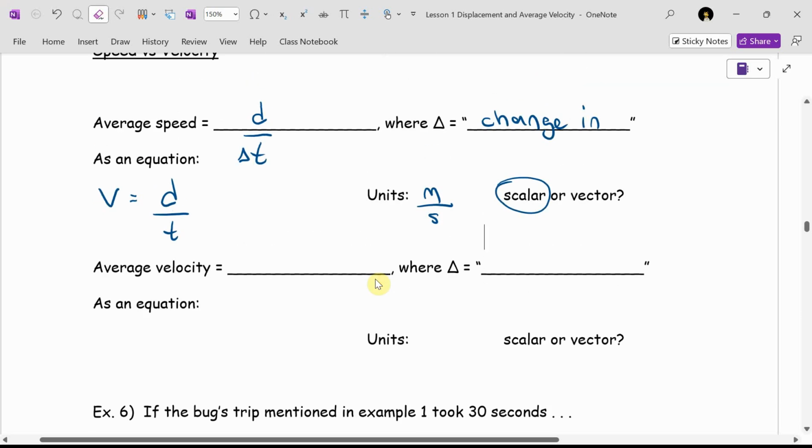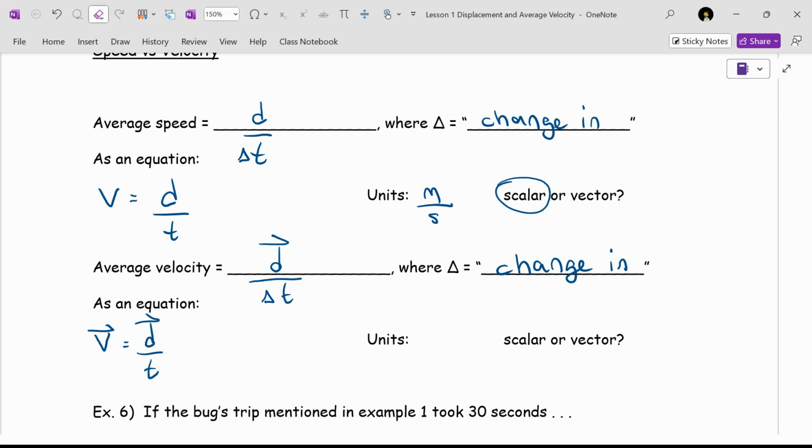What about average velocity? Average velocity is the displacement over the change in time. Again, delta still means change in. As an equation, we would write this: velocity equals displacement over time. If you go on a long trip and you come back home, if you arrive back where you started from, what's your displacement exactly as a number? 0. What's your average velocity technically? That's 0. Technically, your average velocity has been 0 because you have no displacement.